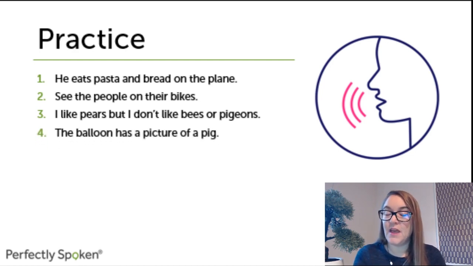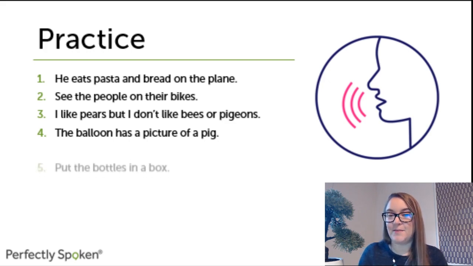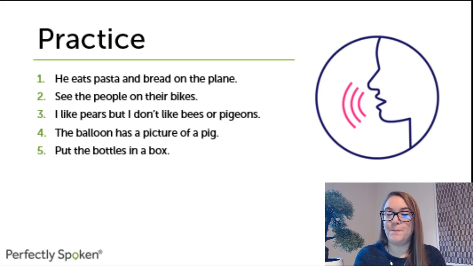Number 4. The balloon has a picture of a pig. Over to you. And number 5, put the bottles in a box. And your turn.